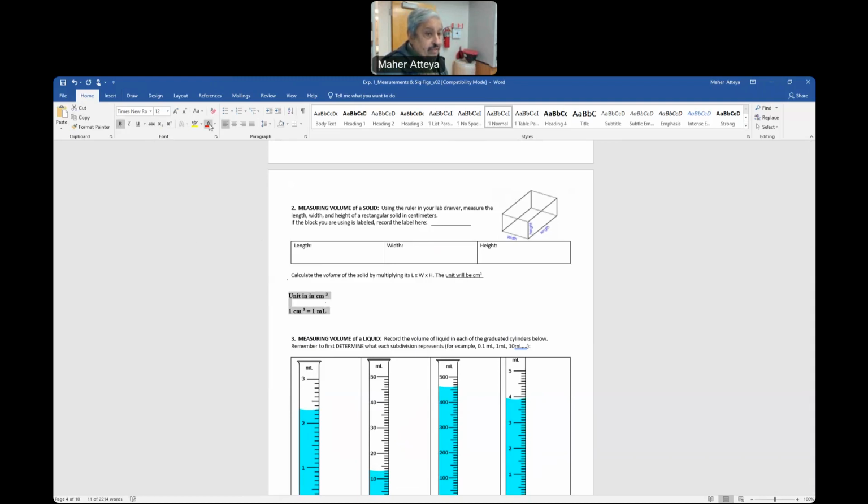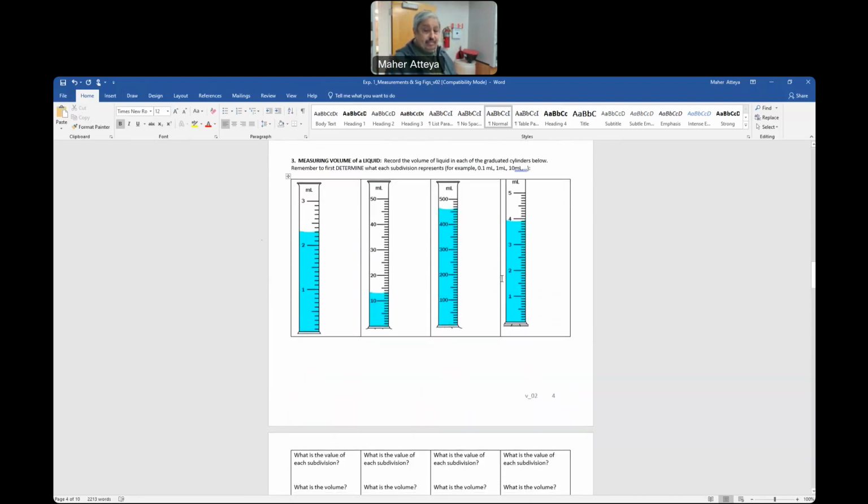Let's highlight it here, put it in red and put it in yellow. So this is unit in centimeter here. Unit in centimeter, and 1 centimeter cube is 1 mil. Any questions so far? So you'll do the dimension, make it 100. You don't have to print it, and then just with your ruler here, the lab ruler, you measure the length, the width, and the height.